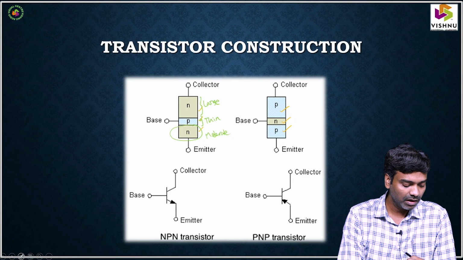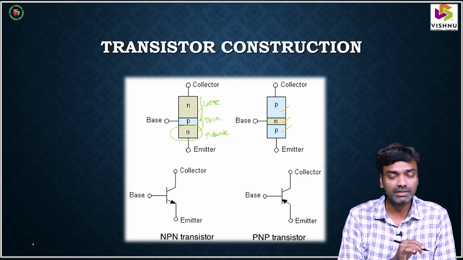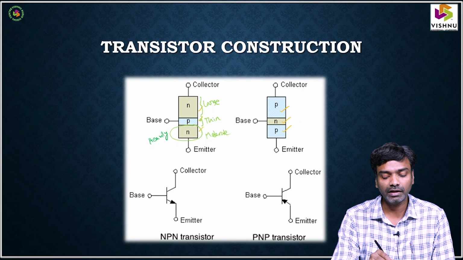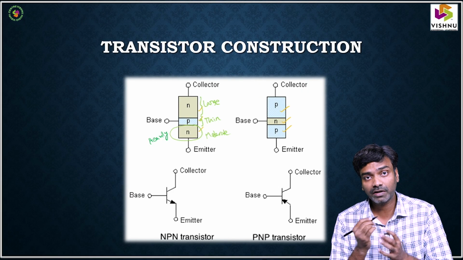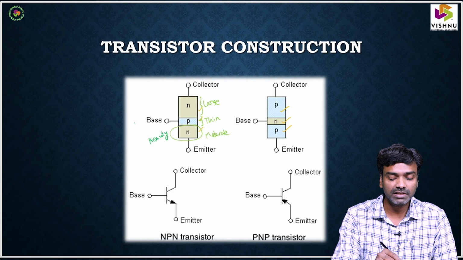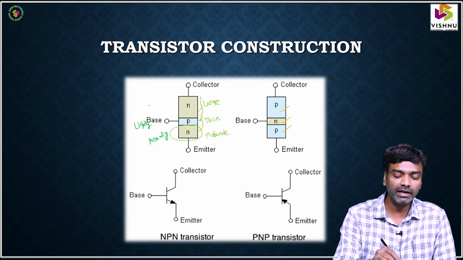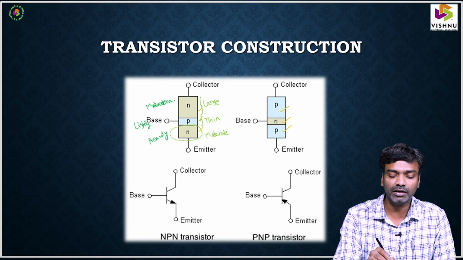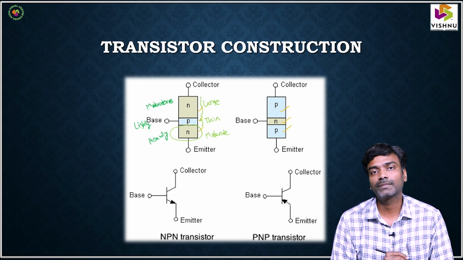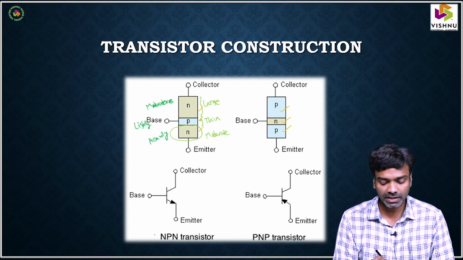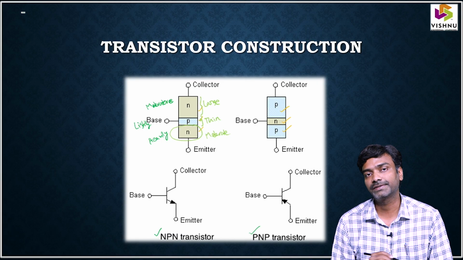Not only that, we also have the dopings. The emitter is heavily doped in order to emit more charge carriers. The base is lightly doped in order to have less recombination at the base region, and there is no such requirement for the collector, so the collector is moderately doped. Likewise, we can construct an NPN transistor or a PNP transistor.